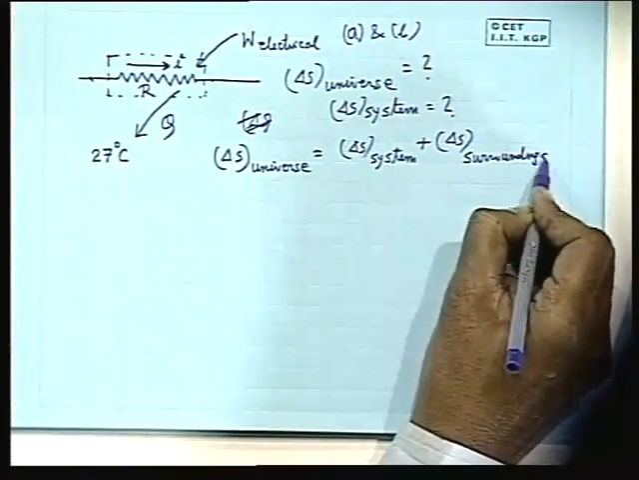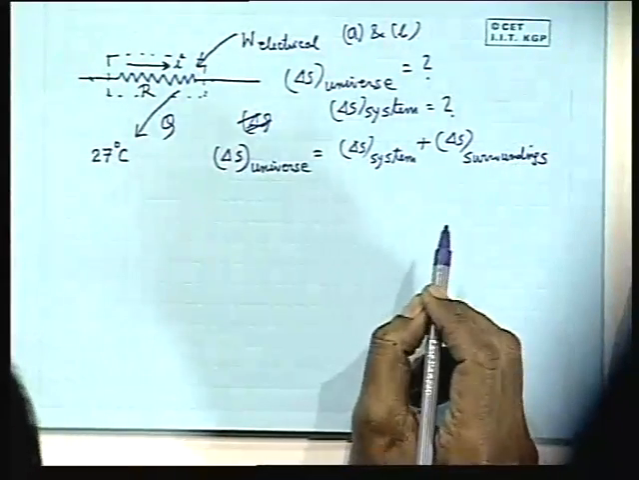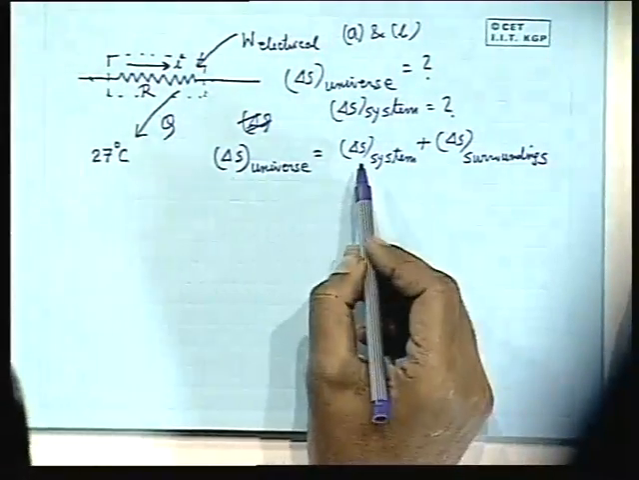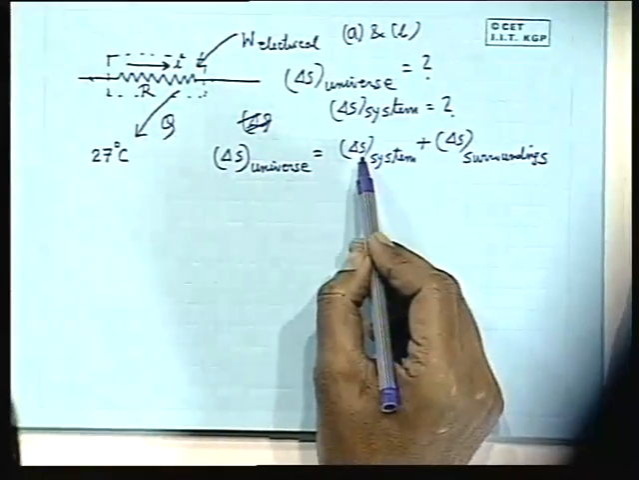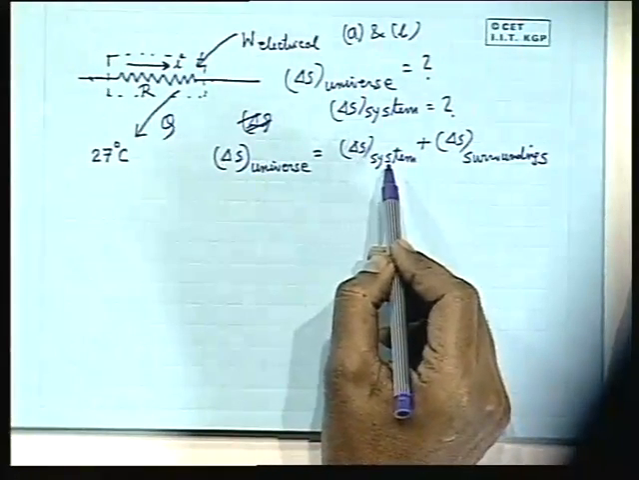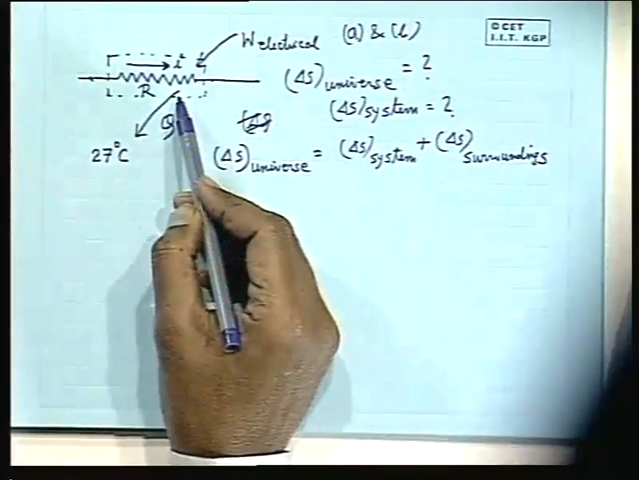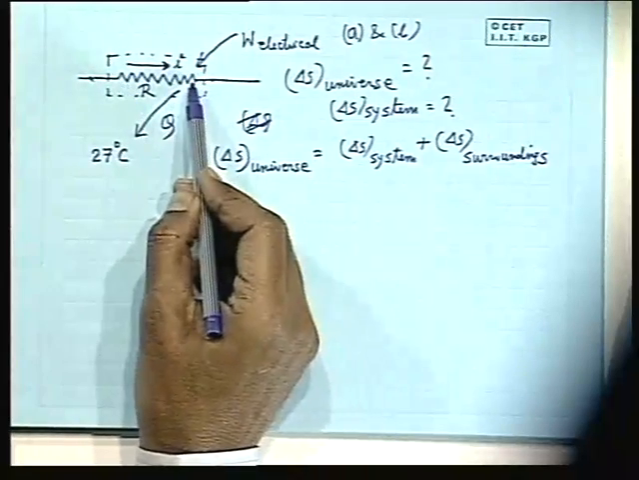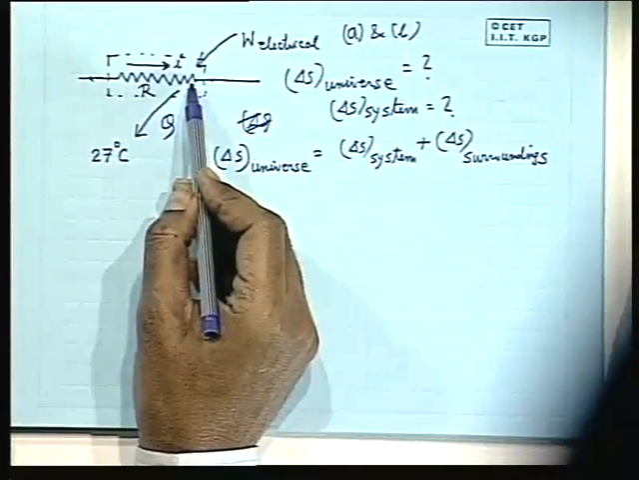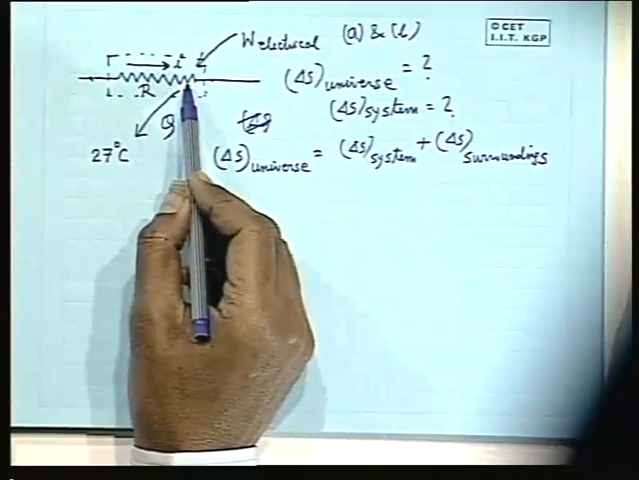Well, now you see, in this case, what is the delta S system? Delta S system is 0. Why? Because the resistor is at the same state, the steady state. So no property is changed for the resistor.